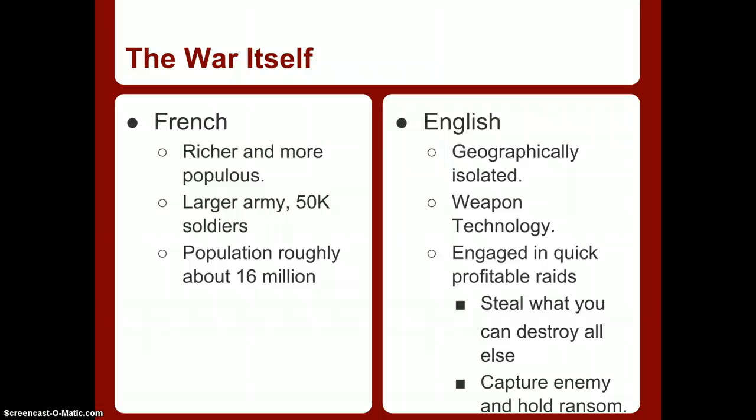Their weapon technology was helpful. They had huge innovations. They engaged in quick and profitable raids. They didn't desire to get tied down for a long period of time. Steal what you can and destroy all else. And one of their tactics was to capture the enemy and hold them for ransom.